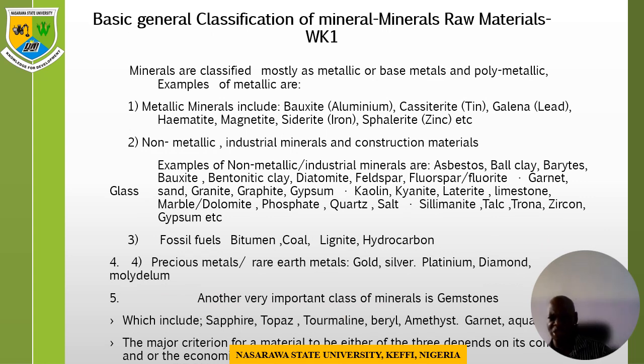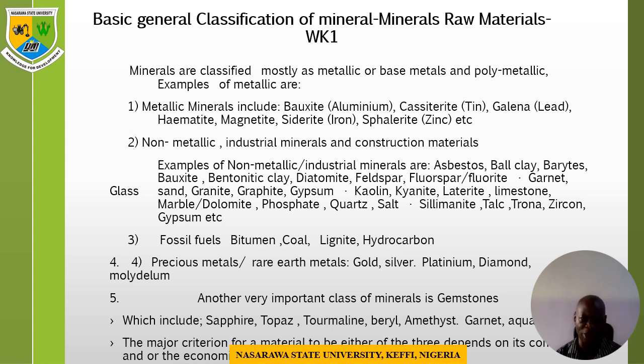Basically, the general classification of mineral resources is based on the raw materials. Minerals are classified mostly as metallic or base metal or polymetal. Examples of metallic minerals include bauxite, aluminium, cassiterite, which is also known as tin, galena, lead, lignite, siderite, and sphalerite. Non-metallic and industrial minerals and construction materials. Examples of non-metal and industrial minerals are asbestos, barite, bauxite, manganite, clay, diatomite, feldspar, phosphide, and fluoride, and garnet. Glass sand, gypsum, graphite, kaolin, kaolinite, laterite, limestone, marble, dolomite, phosphide, quartz, salt, talc, and zircon, etc.